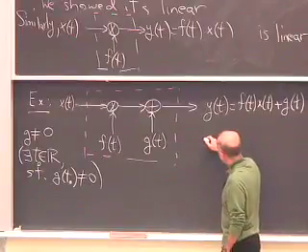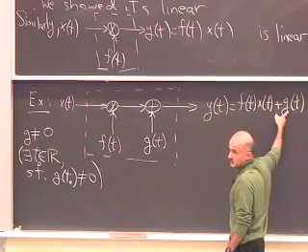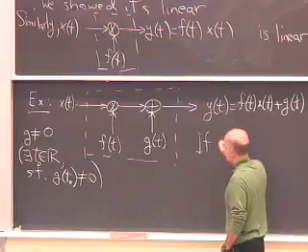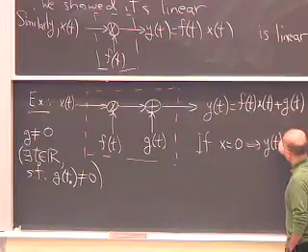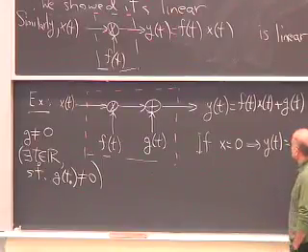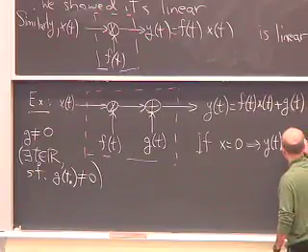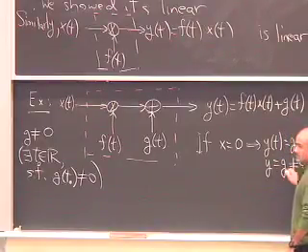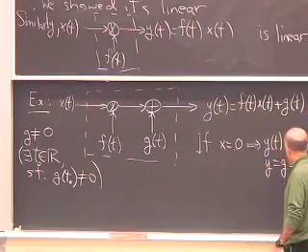Okay, so Tim says, well, you should expect 0 output for what kind of input? So if x equals 0, then what's the output? g of t. In other words, y equals g. We've already said g is not 0. There's at least one point in time for which it's not 0. So 0 input produces a non-zero output.